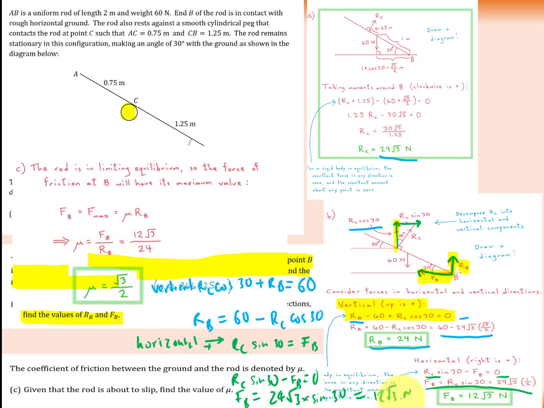Alright, now for part C, the coefficient of friction between the ground and the rod is denoted by mu. Given that the rod is about to slip, find the value of mu. So this is important. The rod is in limiting equilibrium, so the force of friction at B will have its maximum value. We know F max equals mu R, but it has to be mu RB.